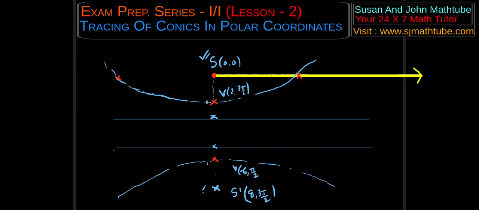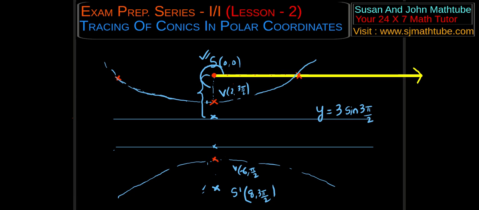Okay, now the equations. So look at this. The distance from focus to this line is 3 units. And to reach the line, I had to turn 90, 180, 270. So the equation is y is equal to 3 sine 270 degree.